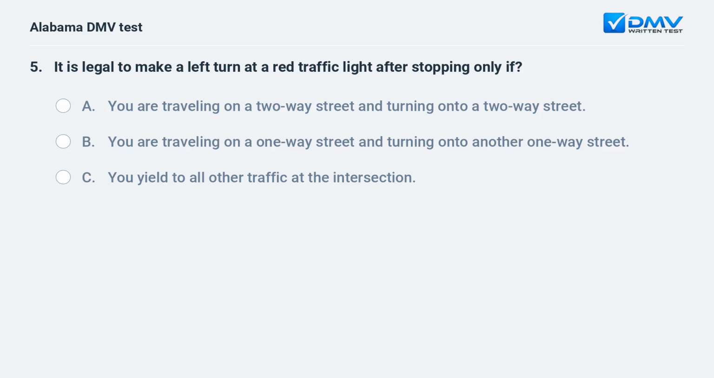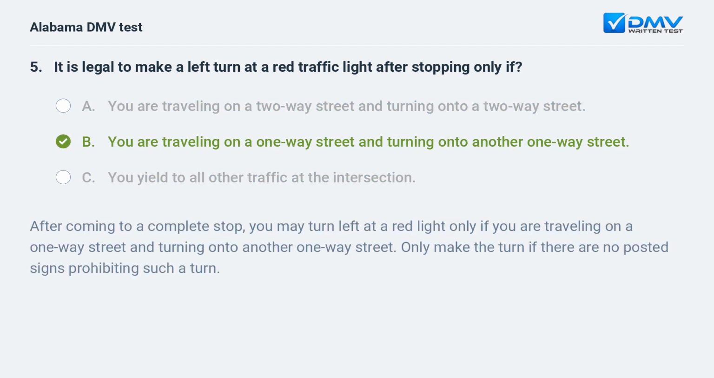It is legal to make a left turn at a red traffic light after stopping only if A. You are traveling on a two-way street and turning onto a two-way street. B. You are traveling on a one-way street and turning onto another one-way street. C. You yield to all other traffic at the intersection. B. You are traveling on a one-way street and turning onto another one-way street. After coming to a complete stop, you may turn left at a red light only if you are traveling on a one-way street and turning onto another one-way street. Only make the turn if there are no posted signs prohibiting such a turn.